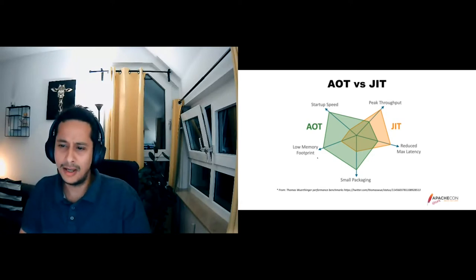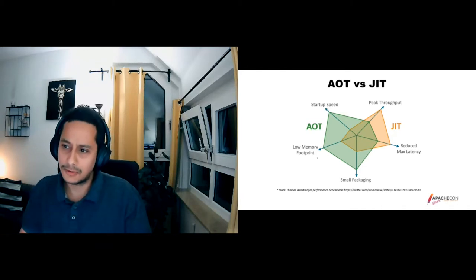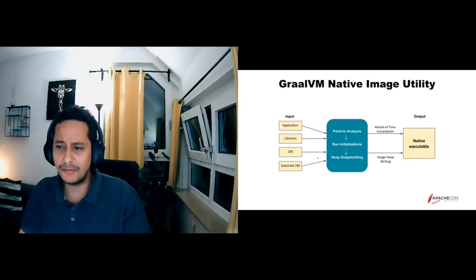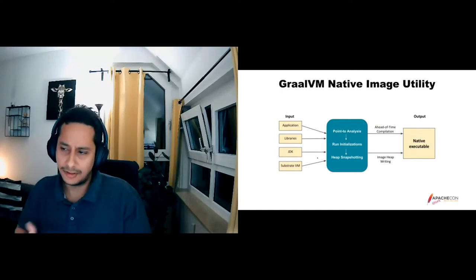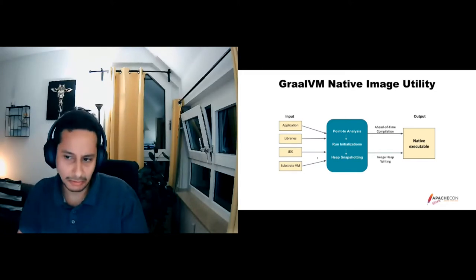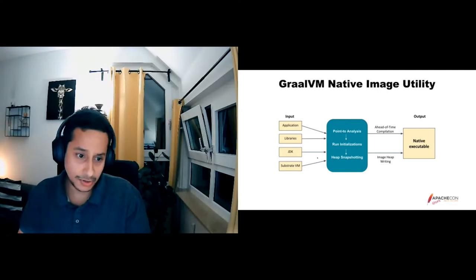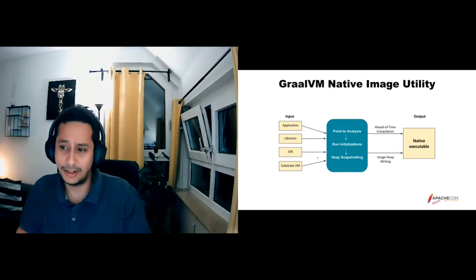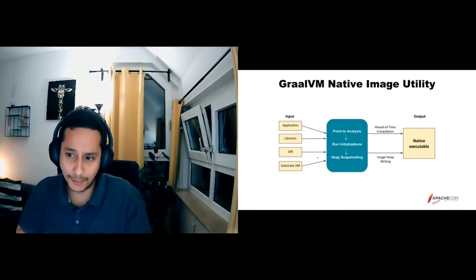Although I think it's now getting better at ahead-of-time compilation in terms of throughput. And how does it work for the Graal native image utility? It takes your application, the libraries, and your JDK, and then it has to run an analysis, meaning it needs to know whether these methods exist, whether they are being called, and from where they are called, so as to optimize everything.